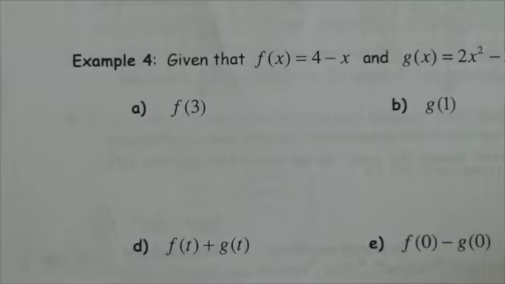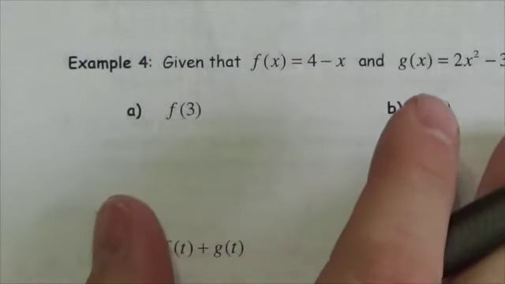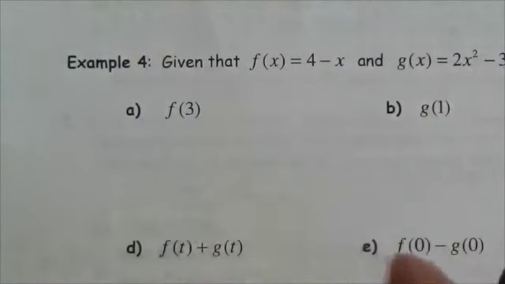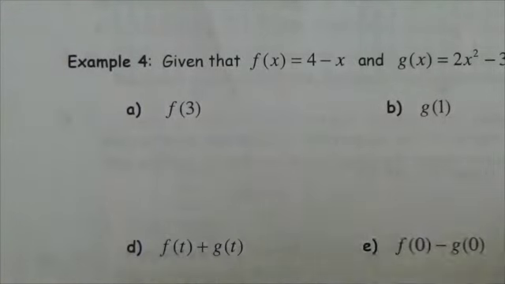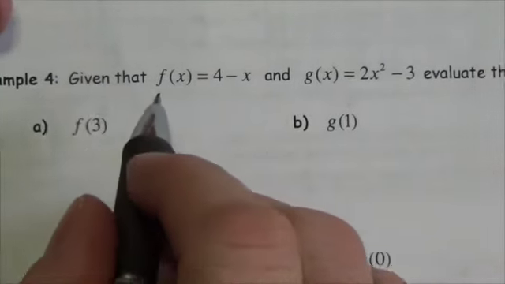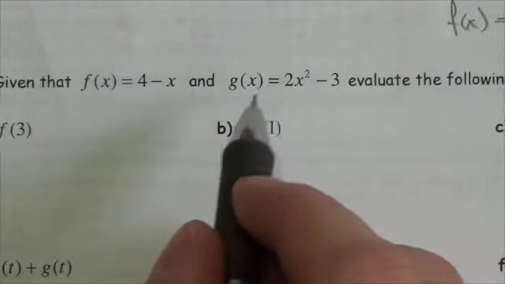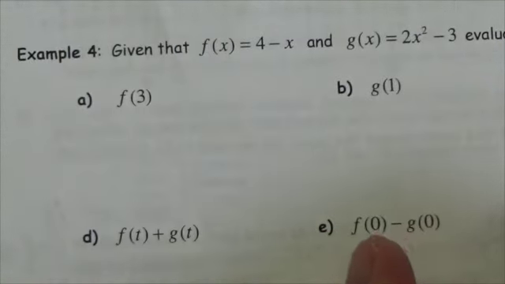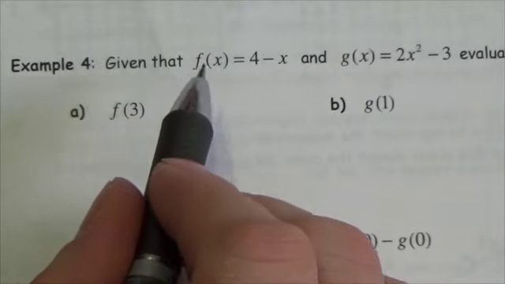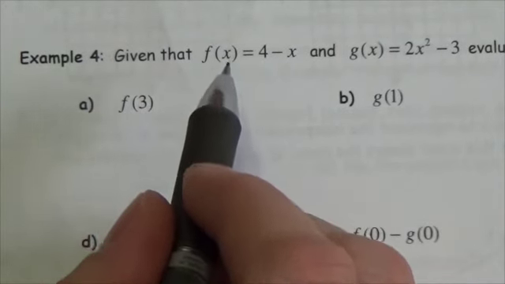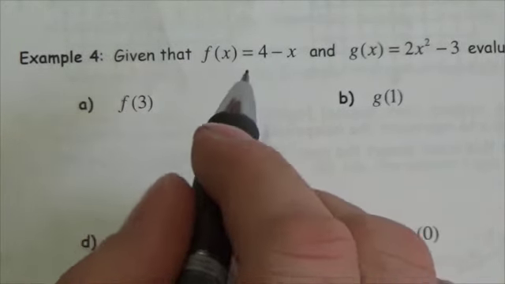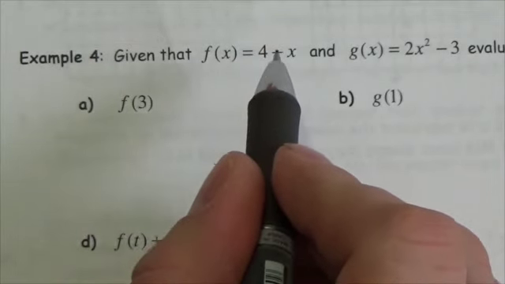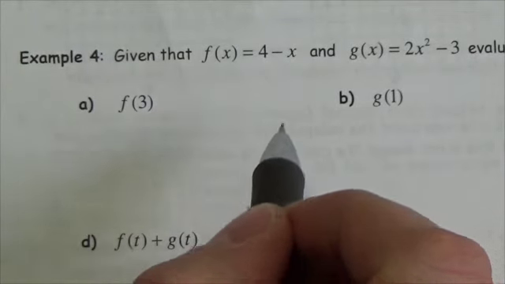Okay, here's a really good example. I hope that by the time we're done this, function notation is starting to really set in. We're told that given f of x is equal to 4 minus x and g of x is equal to 2x squared minus 3, evaluate the following. So what does f mean? Well, f means that the dependent variable is going to be 4 less the independent variable, whatever that is.